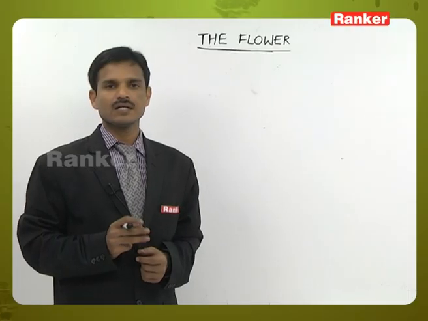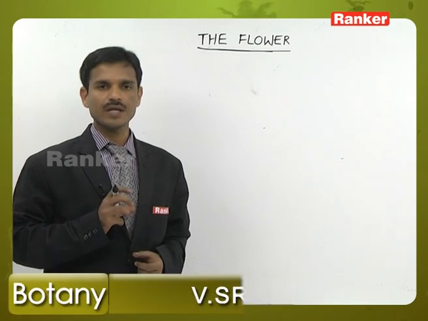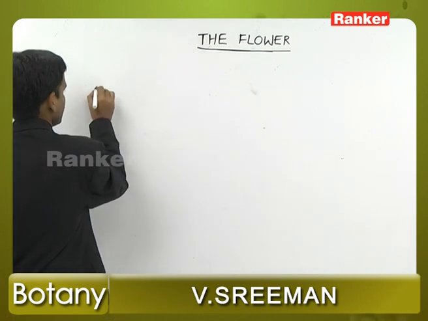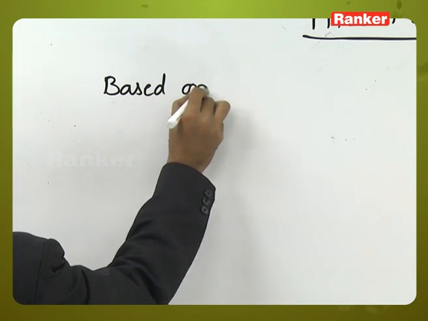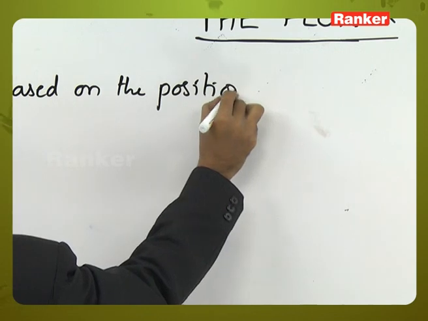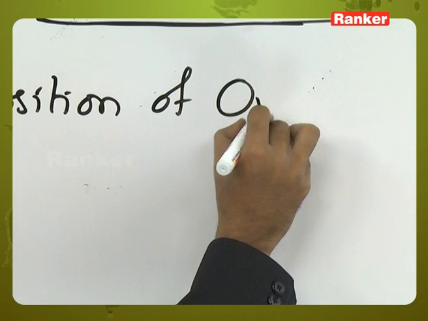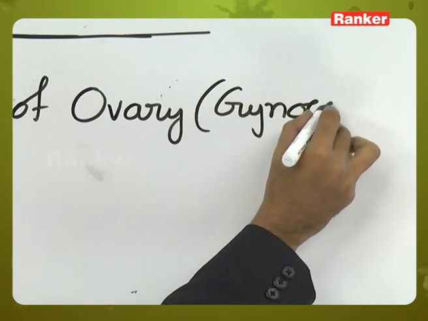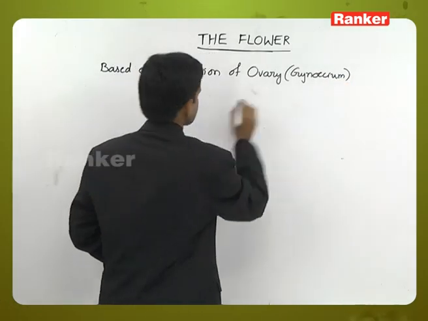Flowers are of three types based on the position of gynoecium or ovary on the thalamus. So the flowers are of three types, based on the position of gynoecium, position of ovary or gynoecium on thalamus.